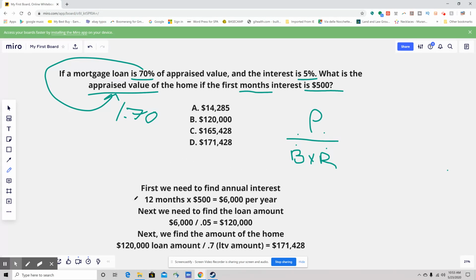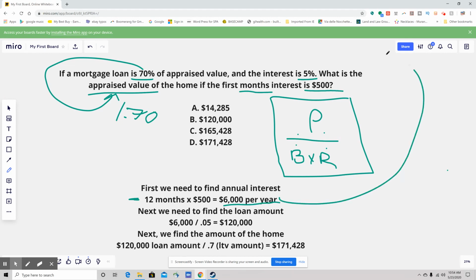The very first step, convert that interest into annual so that we can use all the other numbers that we have here. So that's the first one that's not going to require the part over the base times the rate formula, right? It's not going to require our rate formula. So 12 months times $500 interest on the first month is going to give you $6,000 per year. So that's the interest, and that's the interest at 5%.